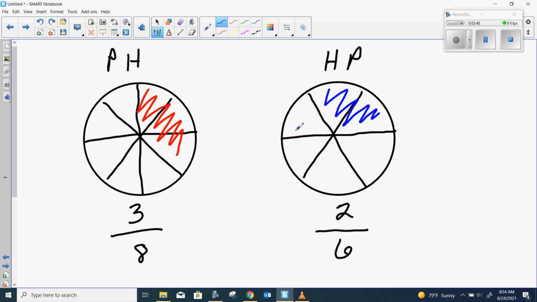Okay, well, in order to compare, we have to have something in common. So we have to have what's called a common denominator. And our common denominator in this case is the least common multiple of both of these. And in this case, our least common multiple is 24.